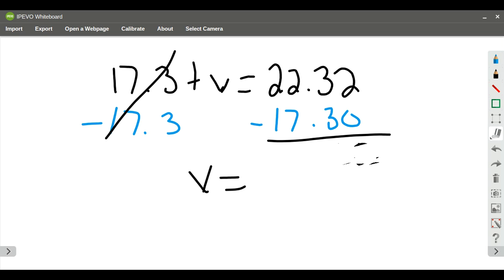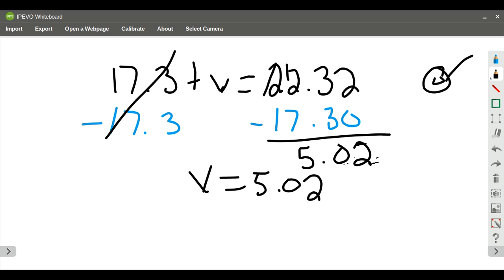Okay. 2 subtract 0 is going to be 2. 3 subtract 3 is going to be 0. Decimal. Regroup. 2 subtract 7 is going to be 5. So V equals 5.02. I'm going to do my proof just to check it.